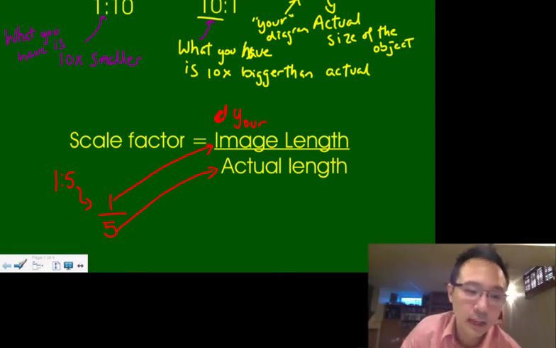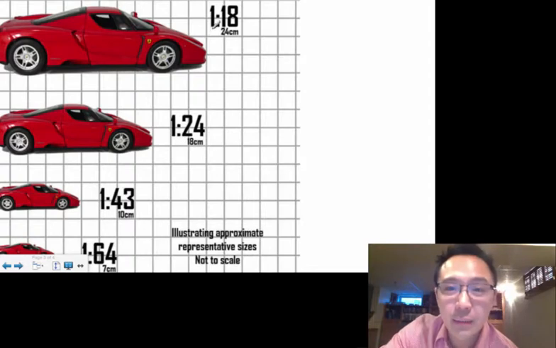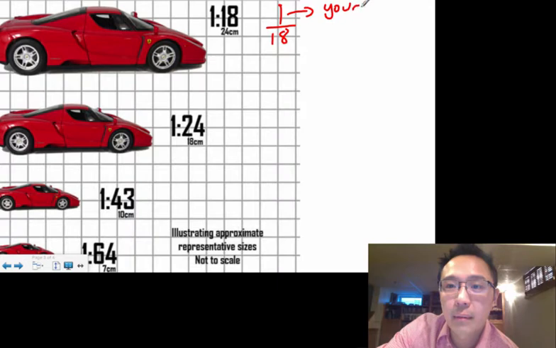So how do we calculate this with these things? If you look at this Ferrari, this one is 1:18. So basically 1/18. This is your image of your Ferrari, your model length of your Ferrari, and the 18 is the actual one.